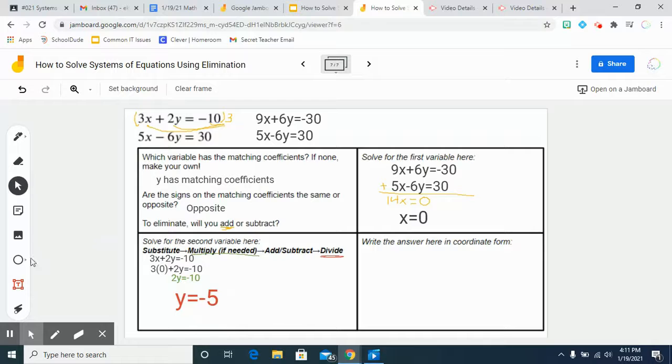And finally, we can write our answers in coordinate form. X comes first, so 0, comma, negative 5. And that is how you do it.